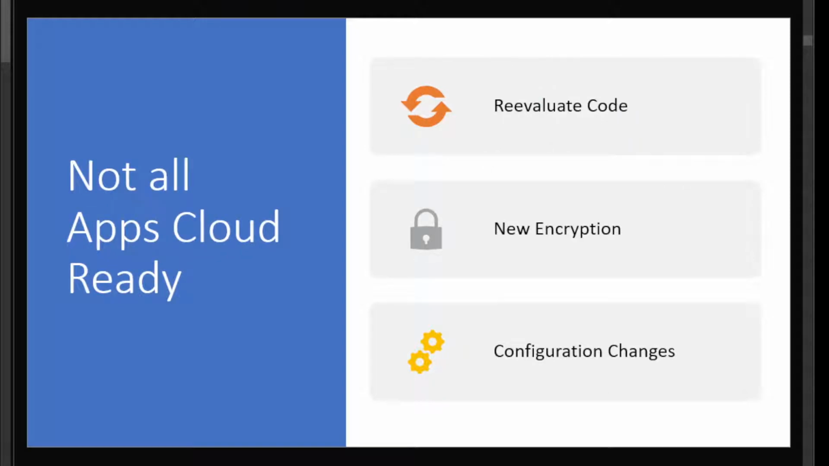Not all applications are cloud ready. So prior to migrating to the cloud, the developers should reevaluate the code and ensure that it meets the requirements to move over to the cloud. They're going to have to evaluate whether new encryption is required in the cloud environment as opposed to the encryption that we've used in the legacy environment. And then what configuration changes are we going to need to ensure that we are secure and that we are able to migrate to the cloud easily.